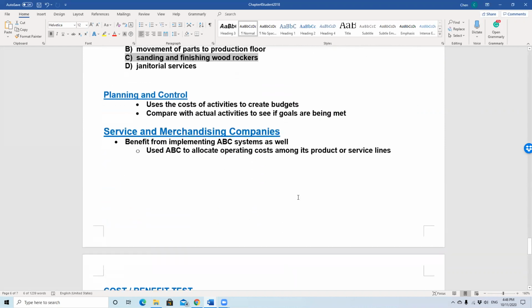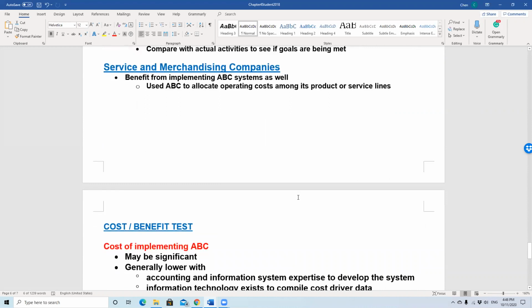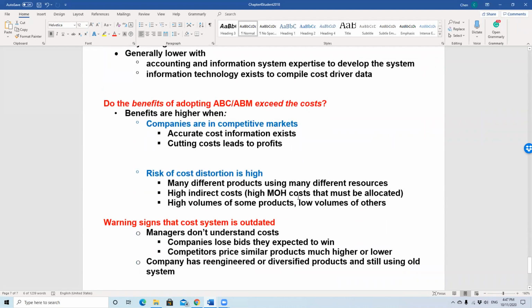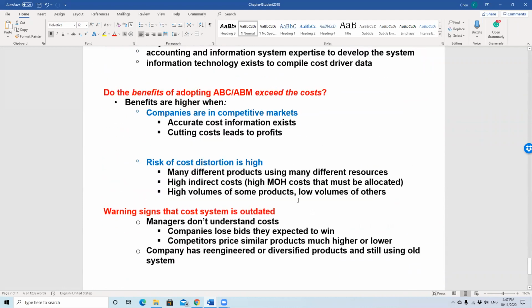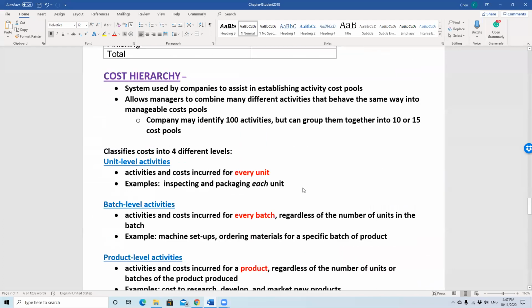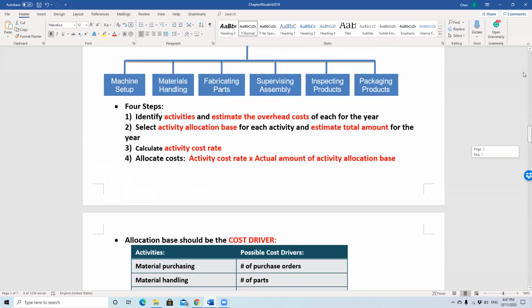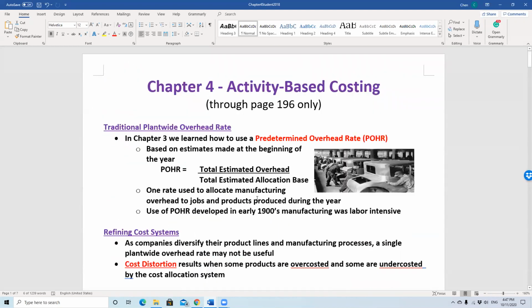Also, planning and controlling: service and merchandising companies also use activity-based costing to allocate operating costs among product and service lines. Okay, so this is all for chapter 4. It's more straightforward and based on chapter 3. It's just a little bit more detail about the allocation of MOH. If you have any questions, let me know. Thank you very much.